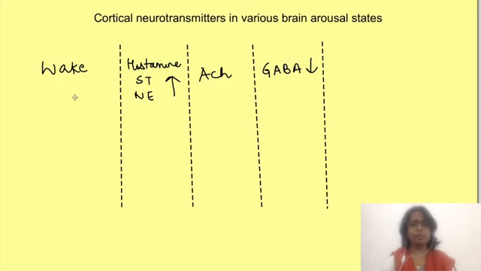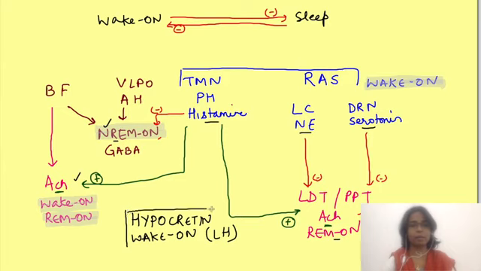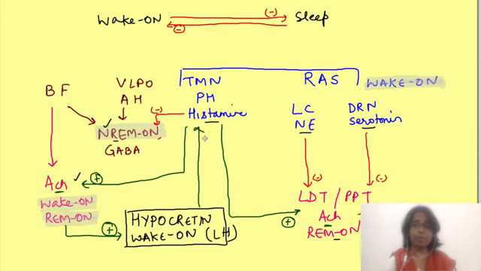Now, while we are awake, we should remain awake for a considerable time, isn't it? So, the awake state should be self-sustaining, that is, it should promote itself. For this, there exists a positive feedback loop. See this connection here: histamine wake-on neurons excite basal forebrain wake-on REM-on neurons, which in turn excite one more very important set of wake-on neurons, that is hypocretin wake-on neurons present in the lateral hypothalamus. These hypocretin wake-on neurons in turn excite histamine wake-on neurons. So, it appears there is a never-ending loop here which sustains the wake state.